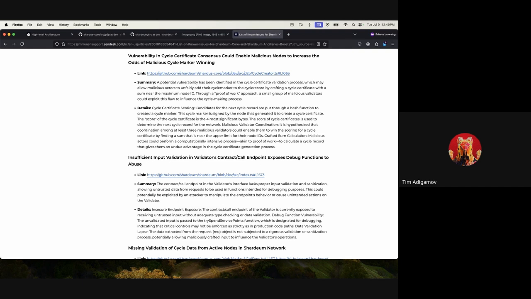Because the cycle record defines what nodes are in a network, where they are, and what their archivers are, and based on this cycle record data, nodes verify internal communication between each other. So if you can change the cycle record in a way you want, this can be a very impactful security bug for the system, correct?